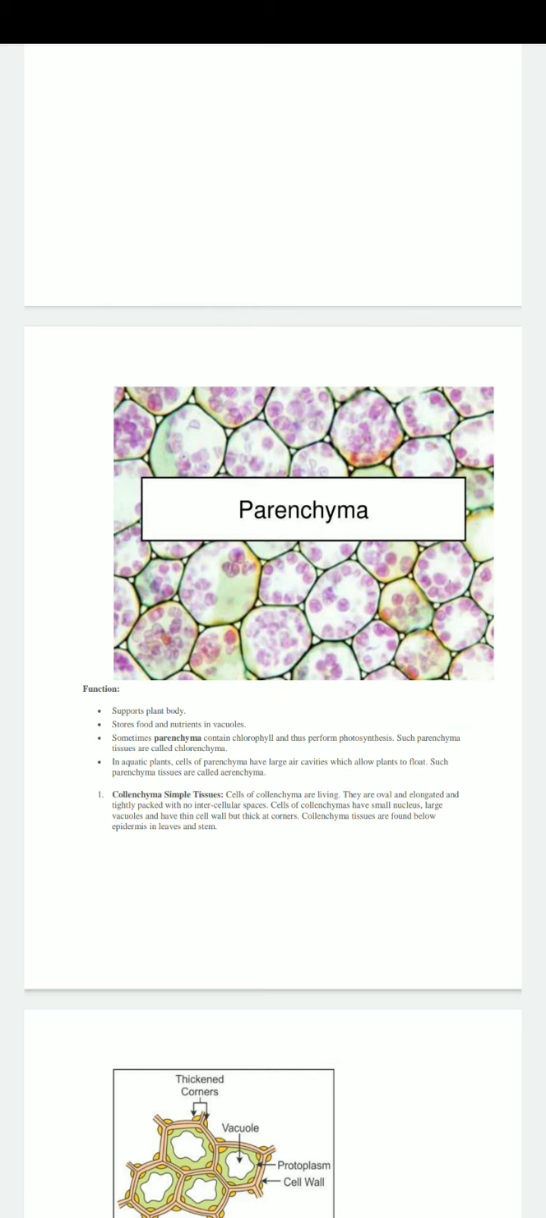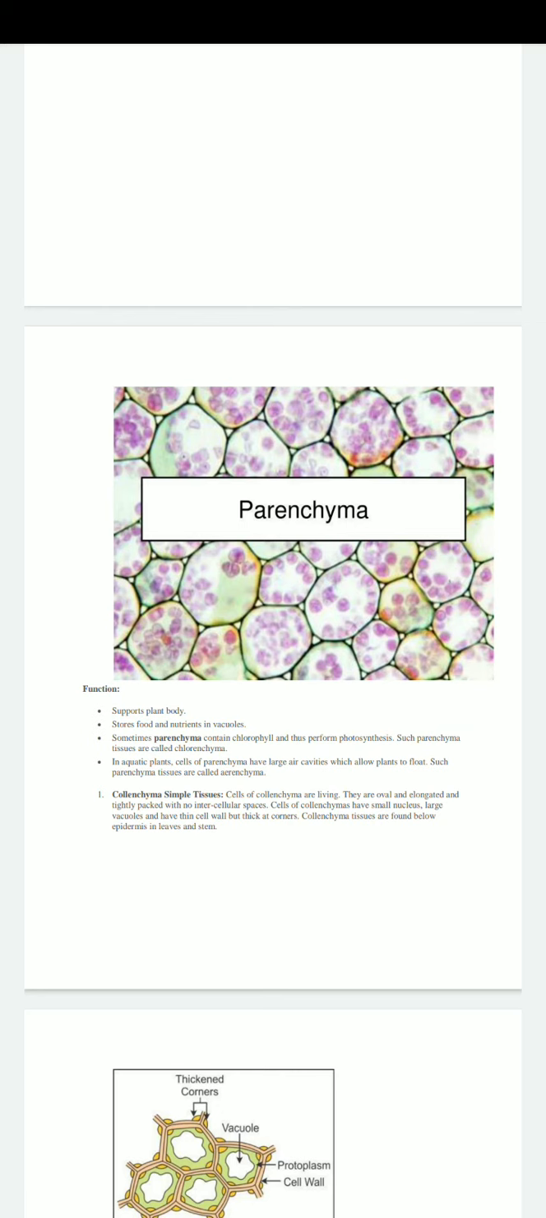Now, what are the functions of parenchyma? They support the plant body and store food and nutrients in the vacuole. Sometimes parenchyma contain chlorophyll and thus perform photosynthesis. Such parenchyma tissues are called chlorenchyma. In aquatic plants, cells of parenchyma have large air cavities which allow the plant to float. Such parenchyma tissues are called aerenchyma. Now you understood about parenchyma.